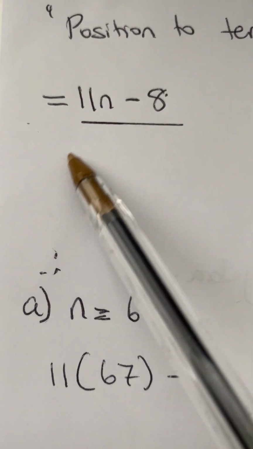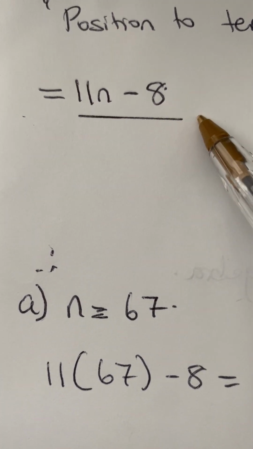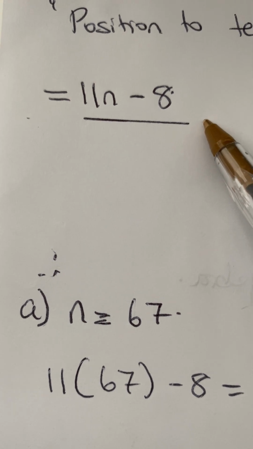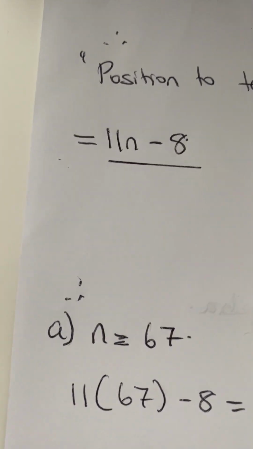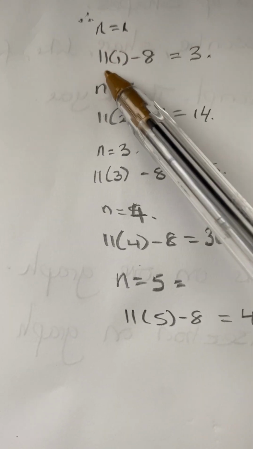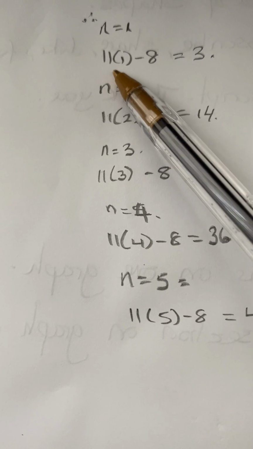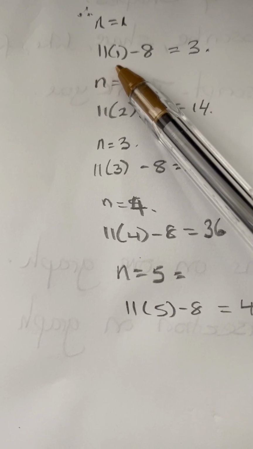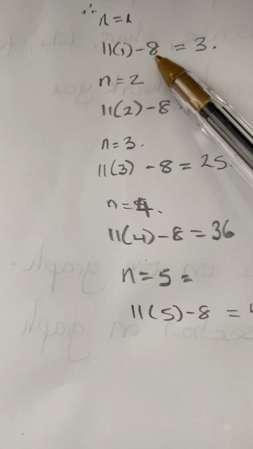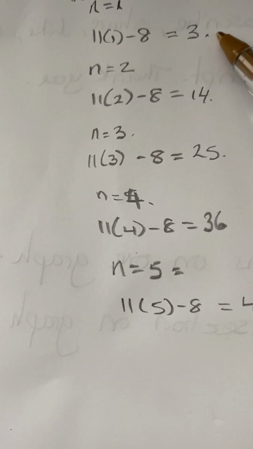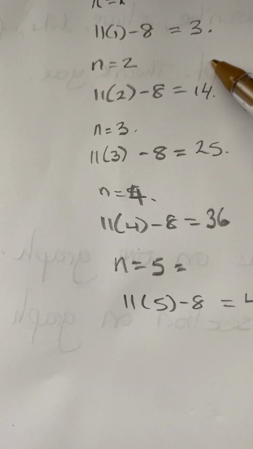So straight away, remember this is a starter, we have 11n minus 8. So what I did was I went back to test it. So if n equals 1, 11 times 1 minus 8 will be 3. That is the first term.